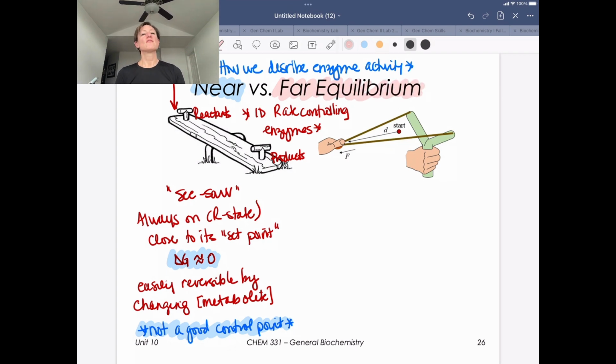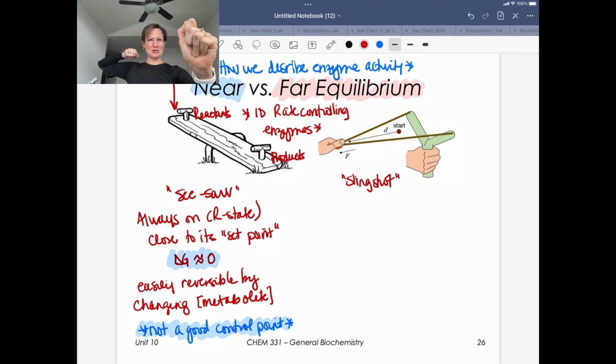Okay, let's talk now about what it means if you are one of those enzymes in a metabolic pathway that operates far from equilibrium. And the toy analogy I want you to think about is a slingshot. And you'll see why in a minute, but you can imagine that a slingshot has the ability, when you're pulling it back, to build up a lot of potential energy so that when you are ready to let go of it, you have a lot of energy moving in the direction that you want.